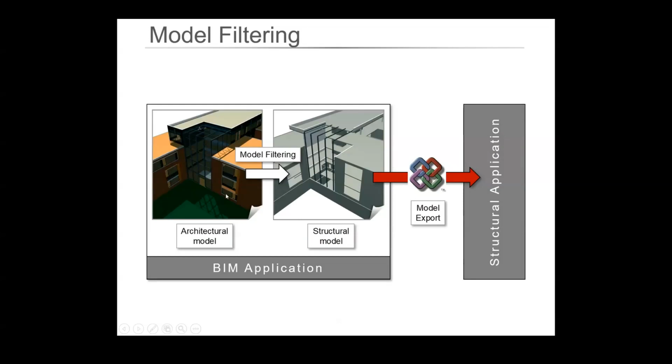Model filtering, so this is what our model might look like in our architectural model. So there's lots of stuff there that makes it look good for visual purposes, for sharing with the client and stuff. But when we want to send it to the structural designer, say, they only need the structural elements. So we can strip out any of this unnecessary facade work that's non-structural, just landscaping, and just stick with walls, beams, roofs, stuff like that. So then we export that out via IFC, and they can put it into their model.